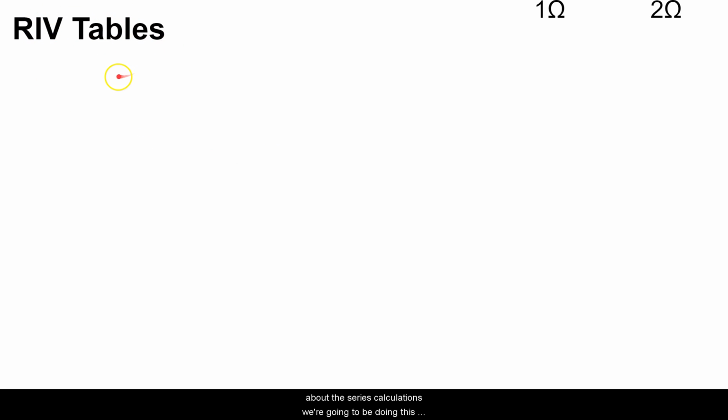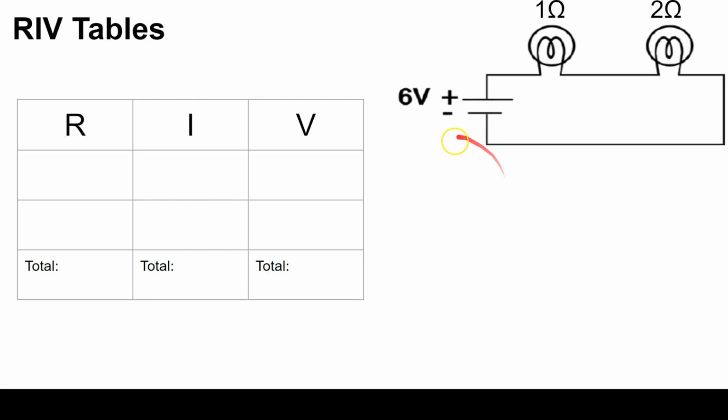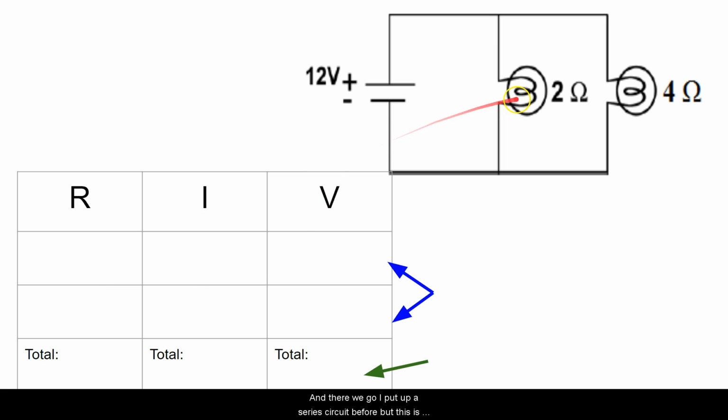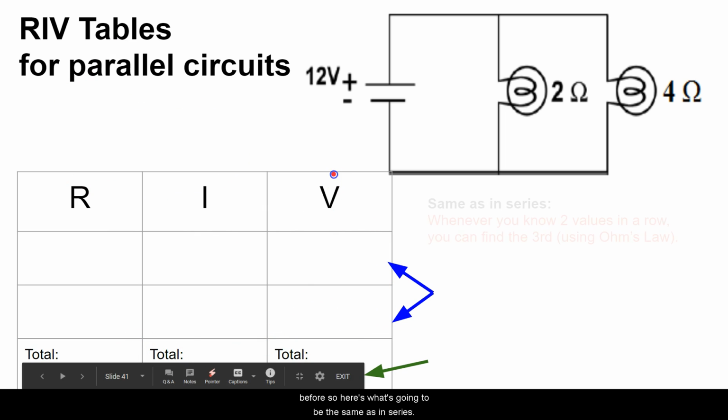we're going to be doing this by constructing an RIV table, where the R stands for resistance, I stands for current, and V stands for voltage. And it looks just like this. It has an R and I, a V at the top. We've got all of our boxes and we've got the totals down at the bottom. And there we go. I put up a series circuit before, but this is a parallel one because this one's all about parallel calculations. So, RIV tables for parallel circuits. Got our table, totals, just like before.